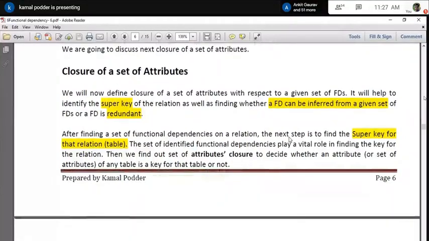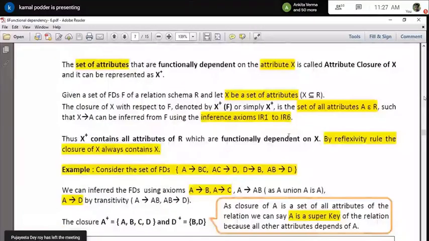Okay, like this. Now let's try to define this: the set of attributes that are functionally dependent on attribute X is called the attribute closure. Now try to define what is attribute closure. That means if you find a set of attributes that are functionally dependent upon the attribute, okay, then we call that set of attributes the closure of X.